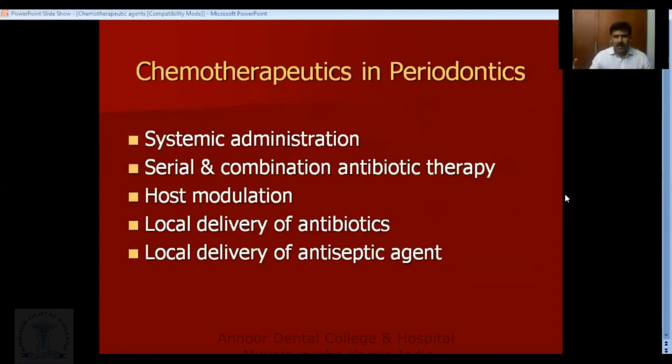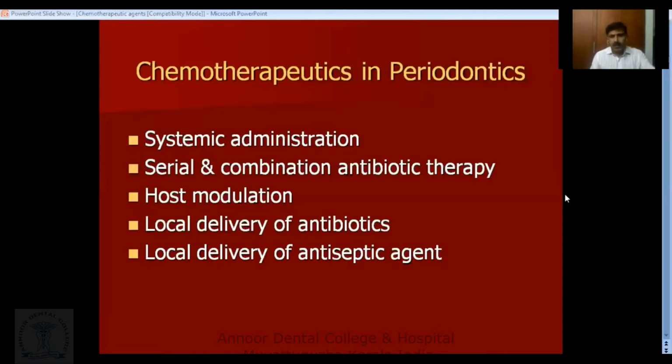Now, when you look at chemotherapeutics as a whole, in this chapter I have given the heading anti-infective therapy. In this, I'm going to cover two topics that are given in Carranza, that is, chemotherapeutic agents in the 11th edition, and chemotherapeutic agents, periodontics, and host modulation. Everything is clubbed together. That's why I'm taking it as a single topic.